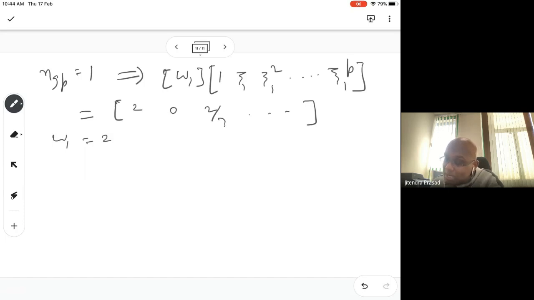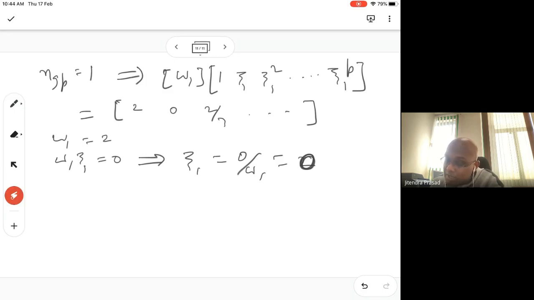Right? From the second equation, what do we get? W1 times Xi1 is equal to 0. Got it? So if the first one tells you W1 equal to 2, what is the value of Xi? This tells us Xi1 equals 0 over W1, which is 2, equal to 0. So Xi1 equal to 0. What is the third equation? The third equation tells that W1 Xi1 square is equal to 2 over 3.